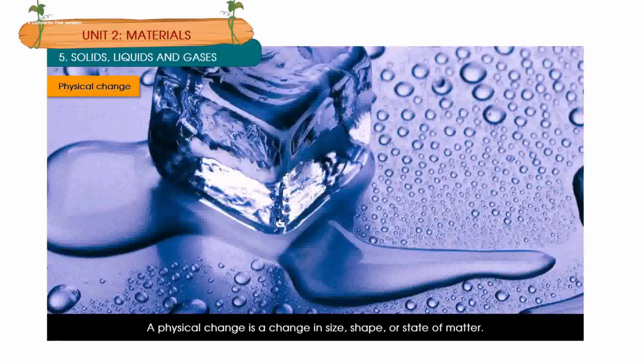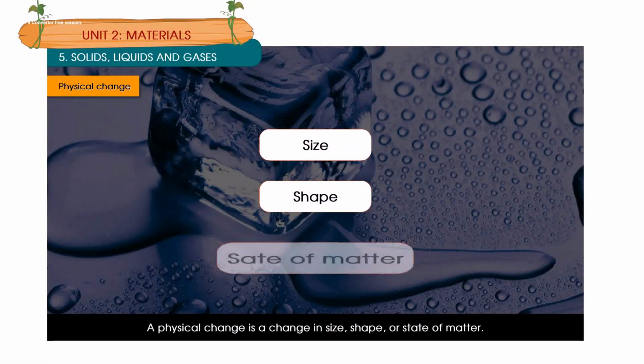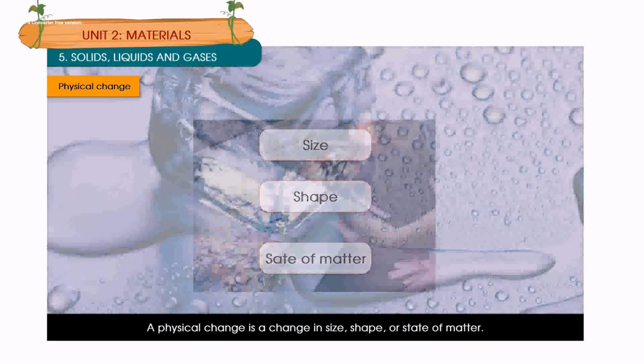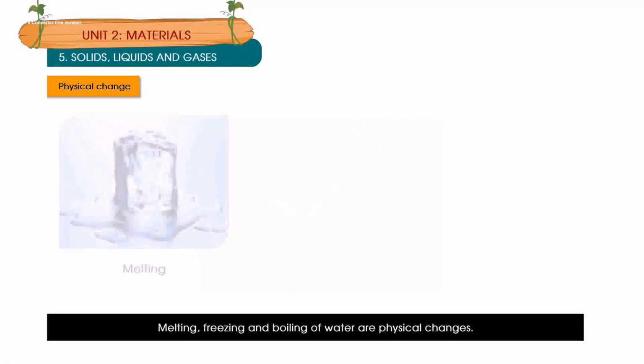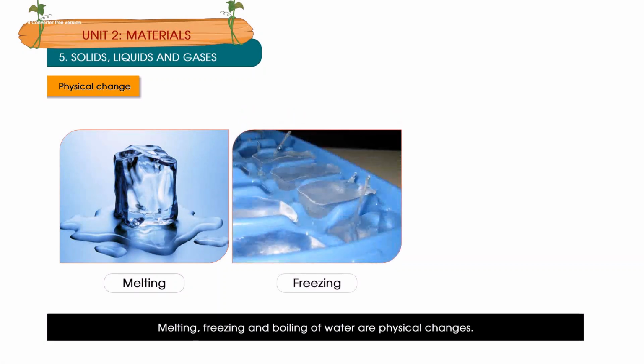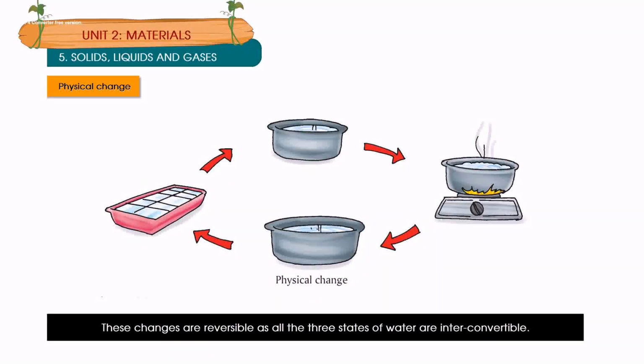A physical change is a change in size, shape, or state of matter. Ice that melts is still water, though it has changed its state. Melting, freezing, and boiling of water are physical changes. These changes are reversible as all the three states of water are interconvertible.